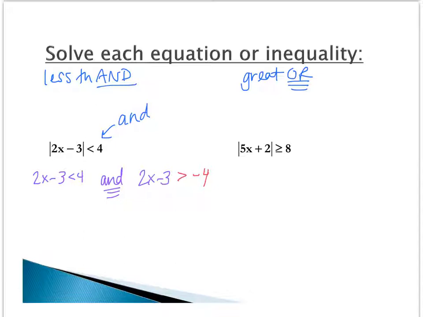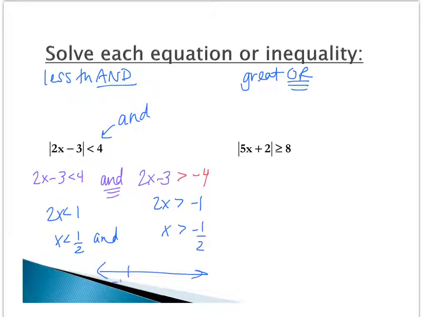And then we go ahead and we solve both of these individually. We get x is less than 1/2 and x is greater than negative 1/2. And if we look at these on a number line, negative 1/2 and 1/2, we are going to have the area in between negative 1/2 and 1/2.